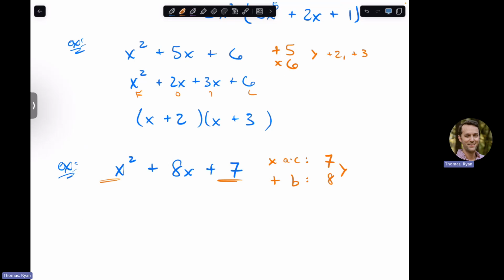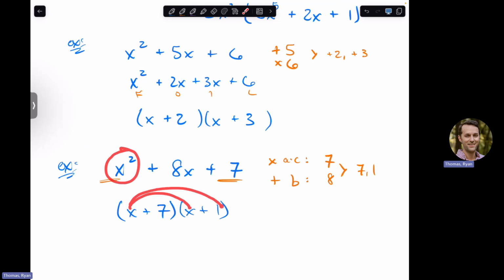Yeah. 7 plus 1 is 8. That means this factors into x plus 7 and x plus 1. And then again, I can check: x times x is x squared, 1x plus 7x, and then 7 times 1.